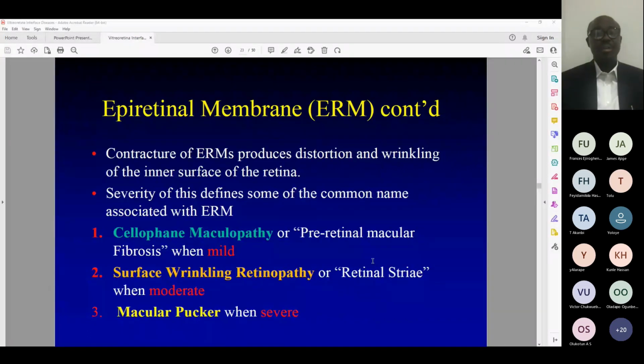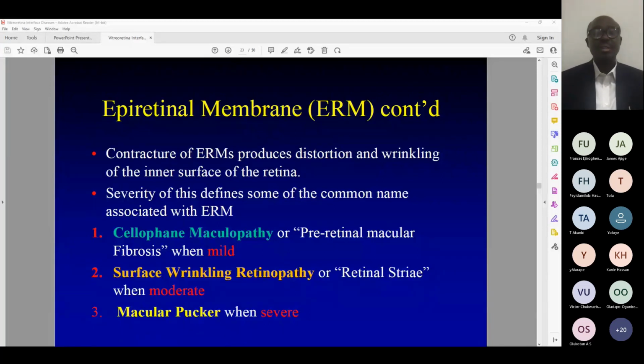So again, we continue with epiretinal membranes. Contraction of the membrane produces distortions and wrinkling of the inner surface of the retina. Again, this is why it's important that when you leave a layer during vitreoschisis, when we don't have a full PVD induction and separation of your vitreous, you could have some vitreous left there that will proliferate and cause distortion in the vision of this young person. This is actually very common in younger patients. Severity of this defines some of the common names associated with ERM.